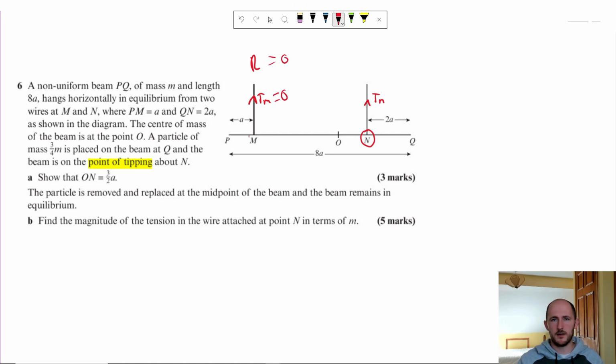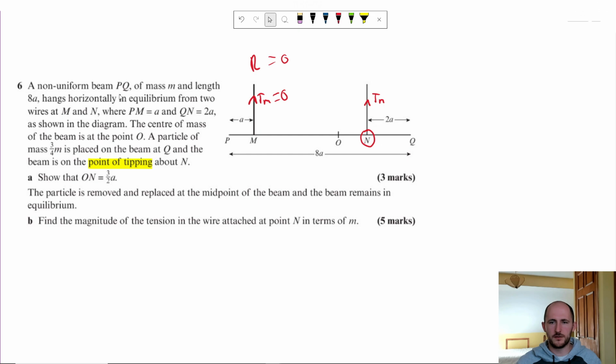Now, if you think about this, if we're about to start lifting this beam, then the tension is going to go to 0, right? If I start lifting that beam, the tension's no longer existent, because it goes slack. So all you need to remember is that if it's on the point of tipping about one point, it means all of the other reaction forces or tensions or whatever it is go to 0.